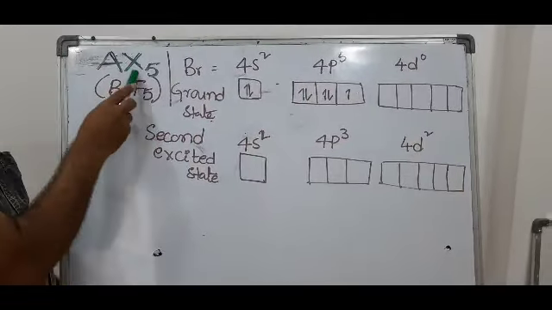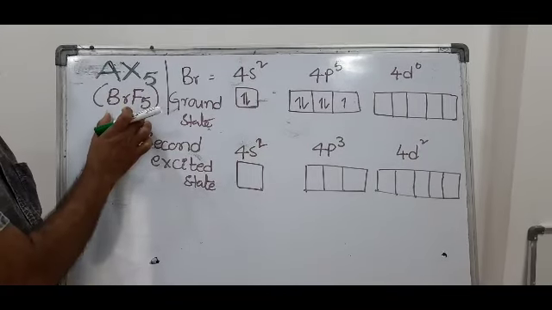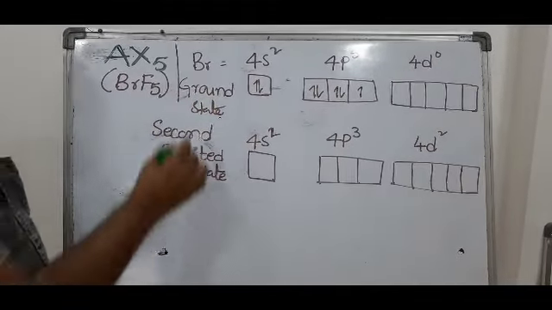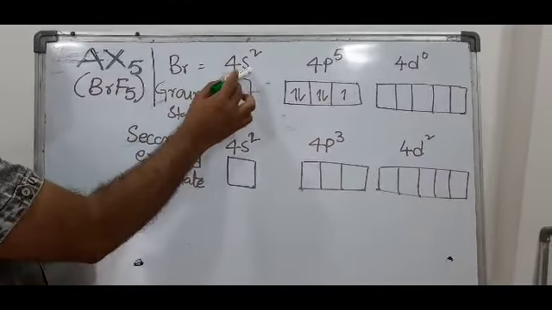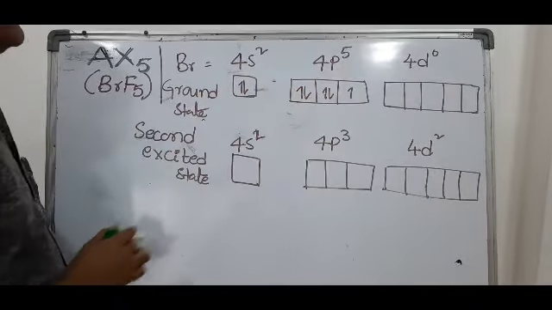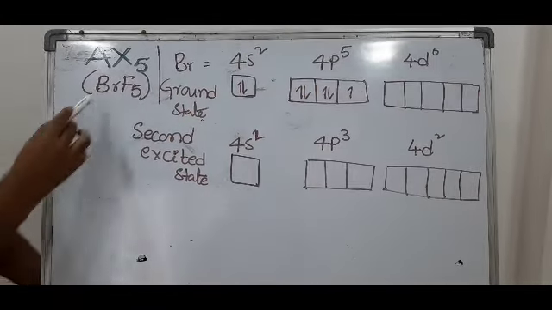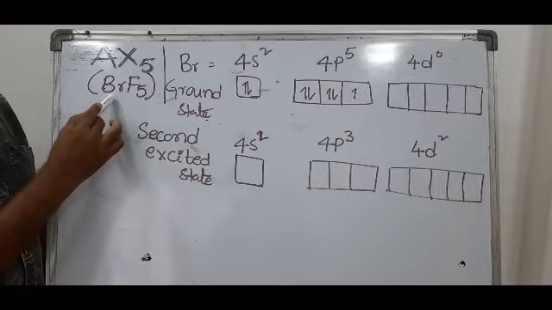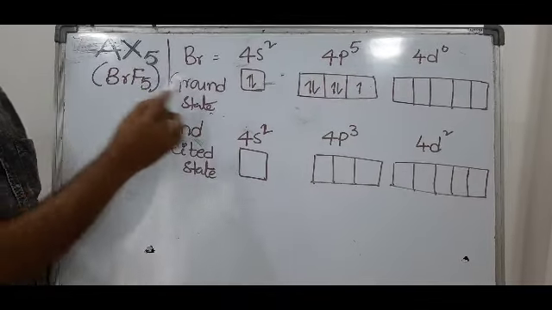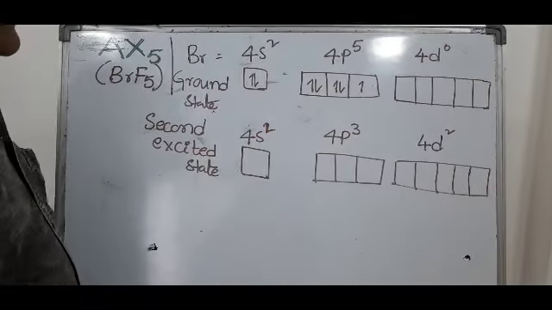Students, the AX5 molecule is taken. Example is BrF5. What is the shape, hybridization and position of the lone pairs? Generally, bromine in the ground state has the valence configuration of 4s2, 4p5, 4d0. That means one unpaired electron is there. But in BrF5, bromine exhibits the +5 oxidation state. It wants to form 5 bonds, but it has only one unpaired electron. So it wants to undergo excitation.